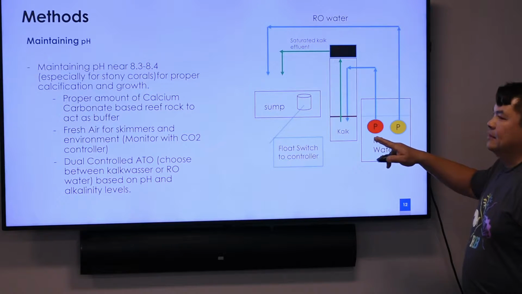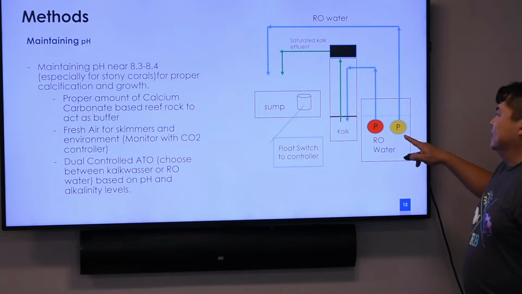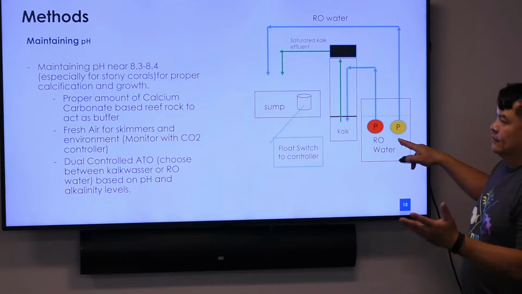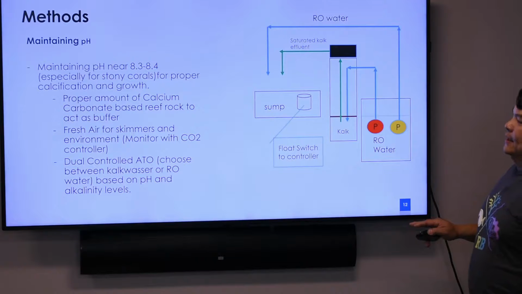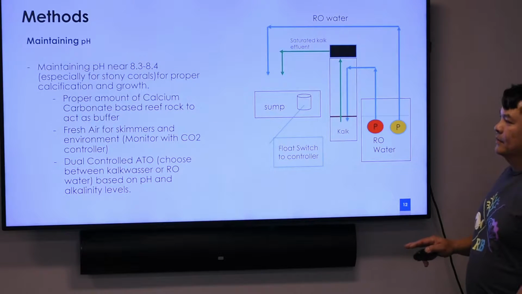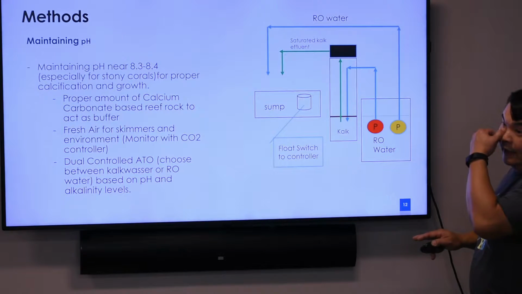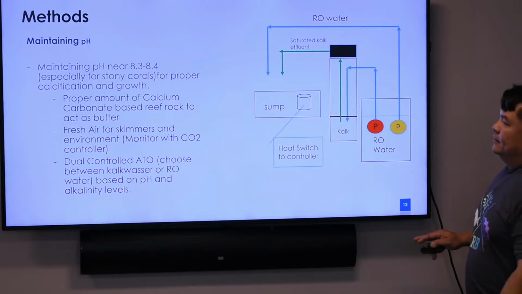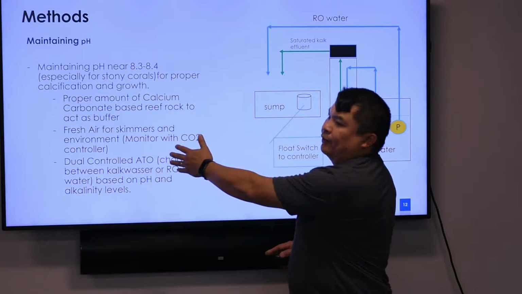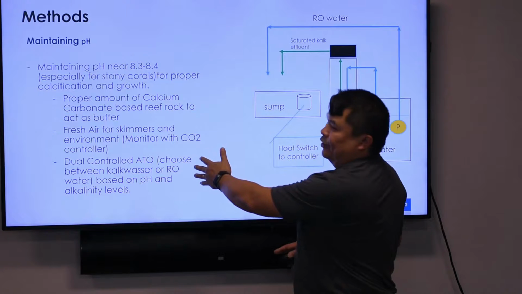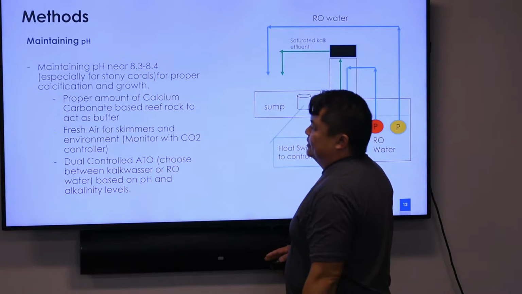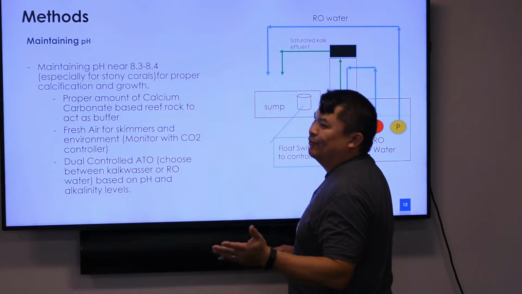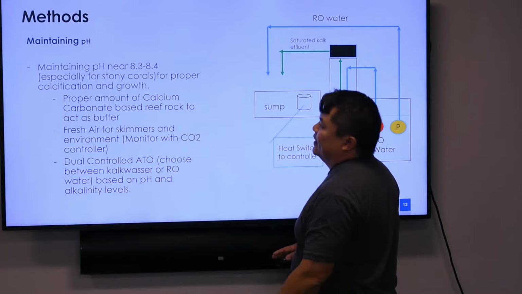If the pH is low, bring the pH back up. If it's high, just run fresh water. So that's something new that I also kind of learned many years ago from the Red Sea guy. He did a lot of automation. But things like fresh air around your house and skimmers help with pH as well, but not as much. But just opening the window can do way more help than that.